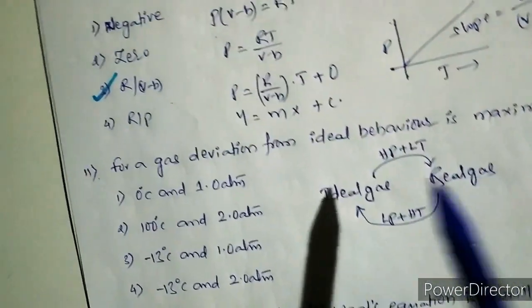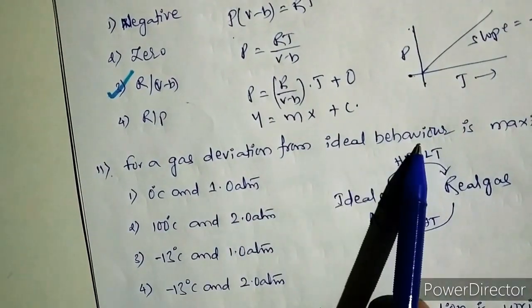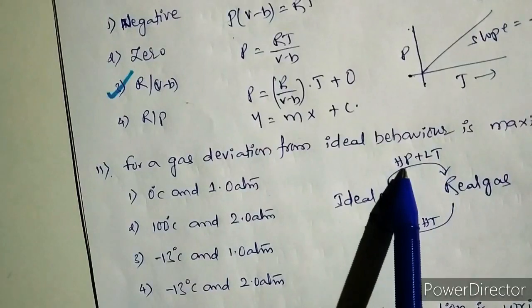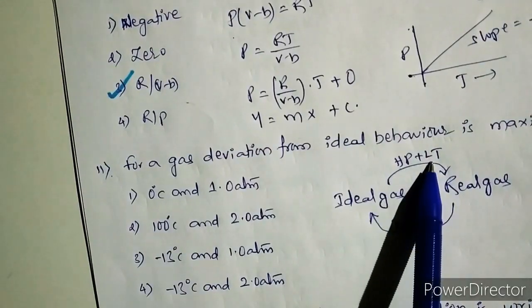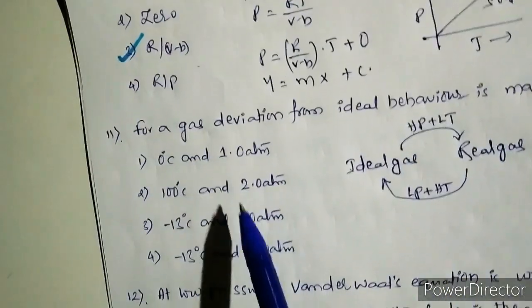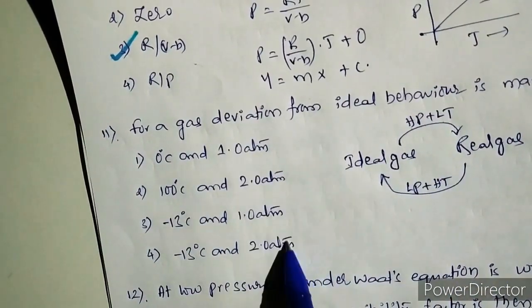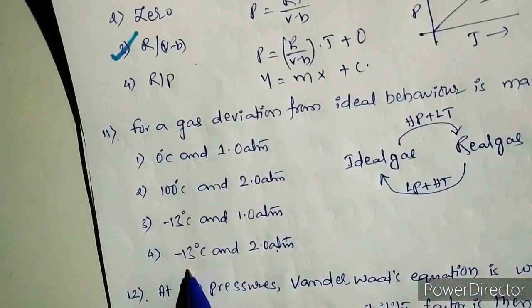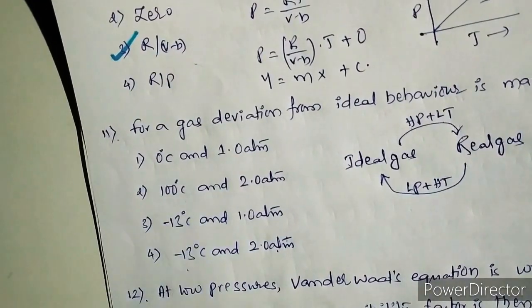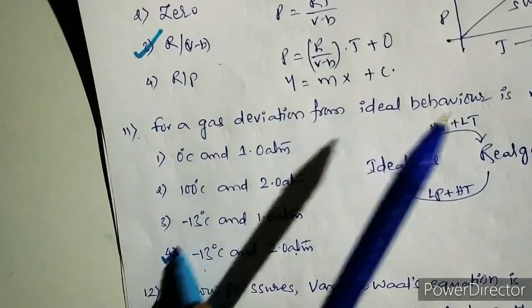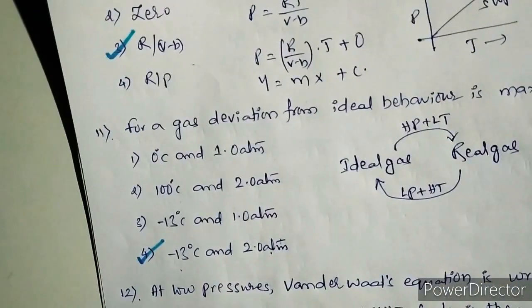The question is deviation from ideal behavior. Ideal gas is converting into real gas. So what is the concept here? At high pressure and low temperature you have to choose. So from this, what is high pressure? High pressure condition, these two. High pressure and low temperature. Here it is a low temperature, this is high temperature. So your answer is high pressure low temperature combination. Your answer is option 4. Okay.